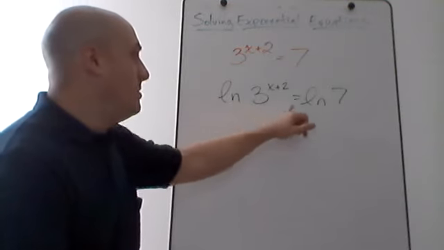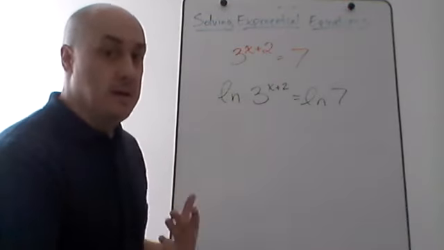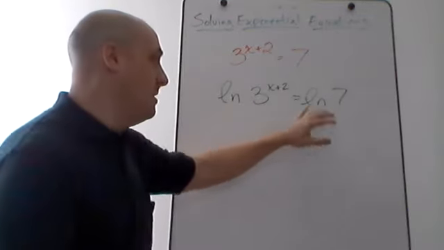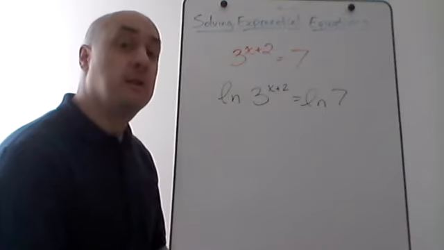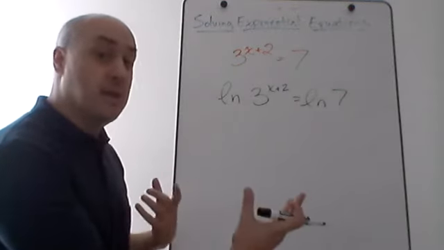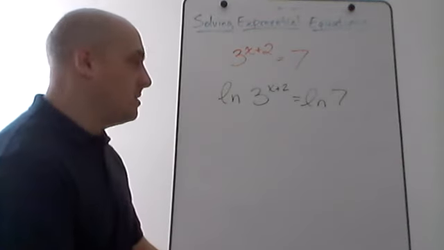All right, so I do the ln on both sides. Remember, as long as I do it on both sides of the equation, it's fine. What you cannot do is just put the ln on this side and then forget to put it on the other side. Remember, you're solving an equation, so you have to keep everything balanced. Whatever you do on one side, you do the same thing on the other side. All right, so I do the natural log on both sides.